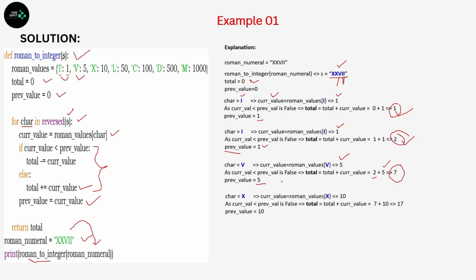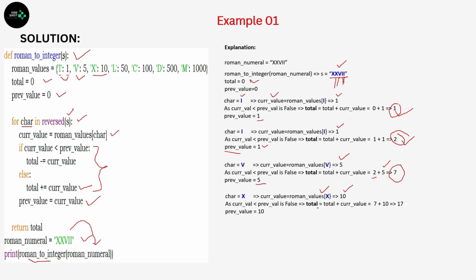Going through the next iteration, I am going to refer to this X. So when I check the corresponding value of X in the dictionary, we have 10. You can see here X is holding 10. So now the current value is 10. Now when I'm checking whether the current value 10 is less than the previous value, what is the previous value? 5. So 10 less than 5 is false.